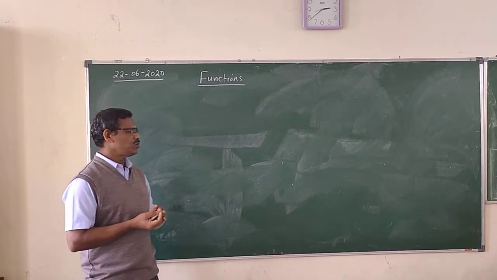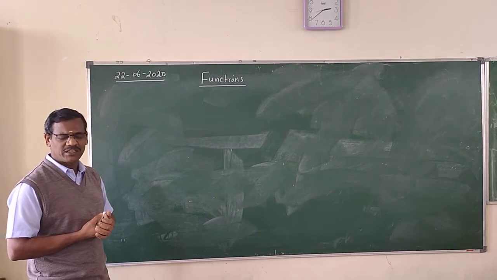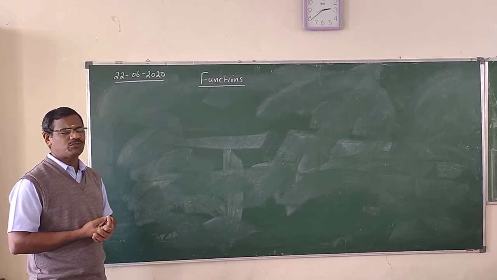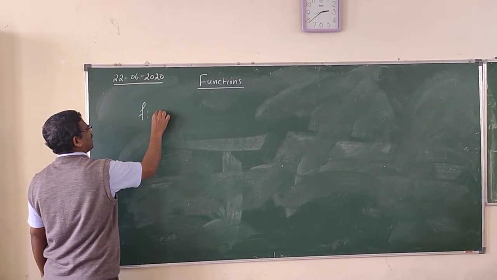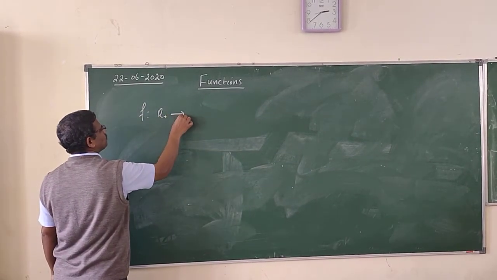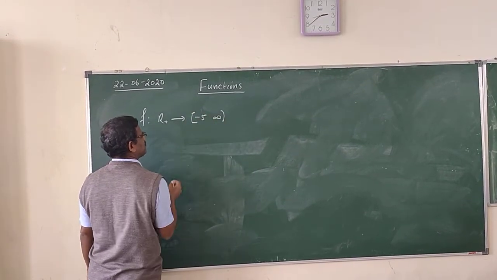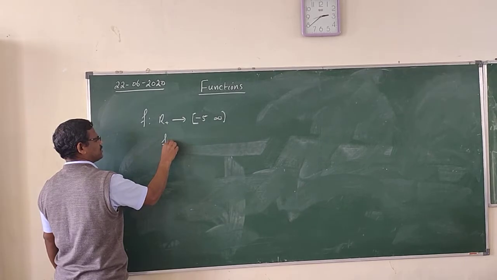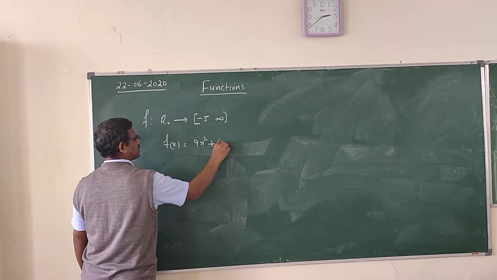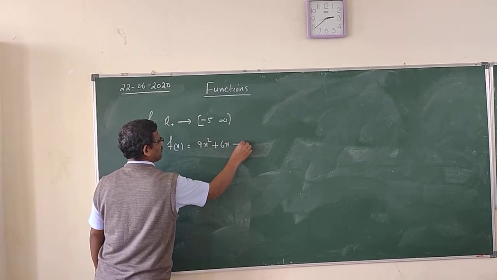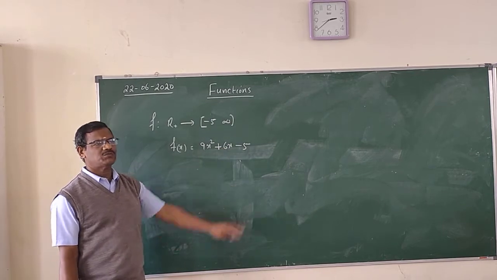Now I will try to solve some of the questions on finding invertible functions and the inverse of functions. Let us take the example: a function defined from R plus to minus 5 to infinity. The function definition is f(x) = 9x² + 6x − 5.